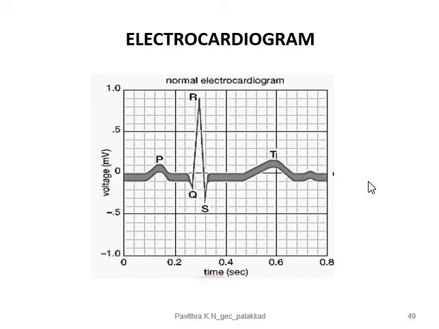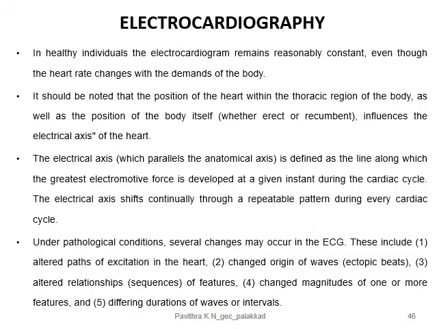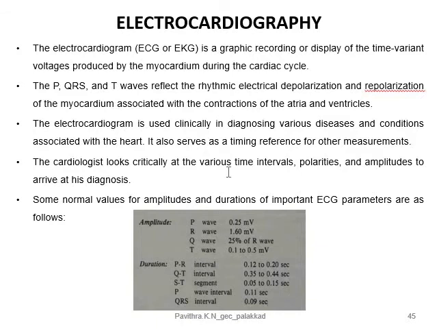So these amplitudes and durations of a normal human heart ECG are recorded by a cardiologist, and then compared to a patient's ECG, and the disease is diagnosed. These are the various amplitudes and durations of each of the peaks of a normal human heart from the ECG. Normal human heart ECG amplitudes and durations are given by this. If there is any deviation from this amplitude and duration, then by comparing those deviations, the disease is diagnosed.